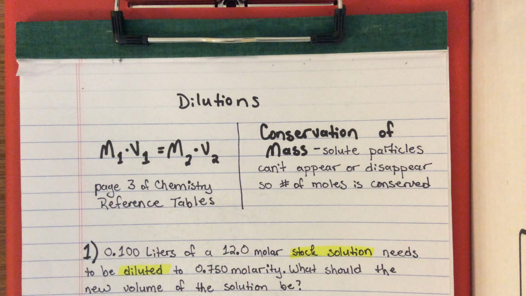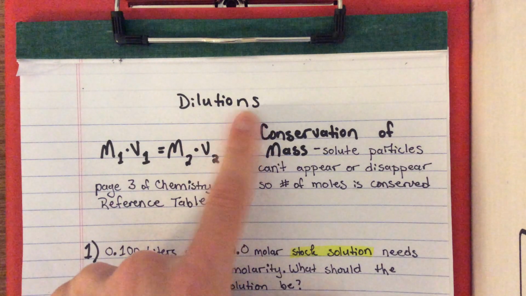And the reason that these two things are set equal to each other is because of conservation of mass, which says that particles can't appear or disappear. In this case, we're talking about the solute particles. As long as you don't spill any of the solution, you're not going to lose any solute particles, and no new solute particles are just going to appear. So what's being conserved or preserved is the number of moles.